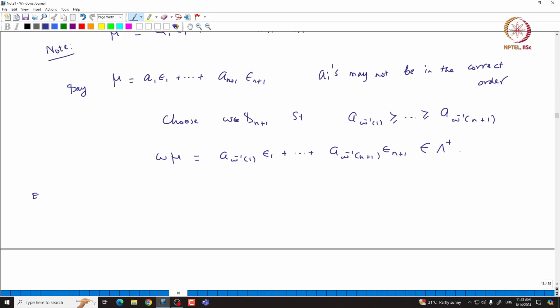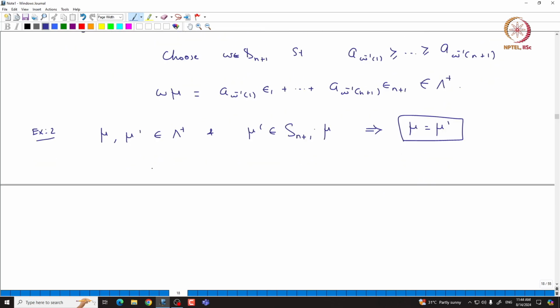So, now what is the second observation? Suppose mu and mu dash both are dominant and mu dash is inside the orbit of mu, okay, then that would force that mu equal to mu dash. Okay. Indeed, we will prove something stronger. Suppose if you write mu dash equal to w mu, then that would imply that w equal to identity. And in particular, we have mu equal to mu dash. So, why is this true?